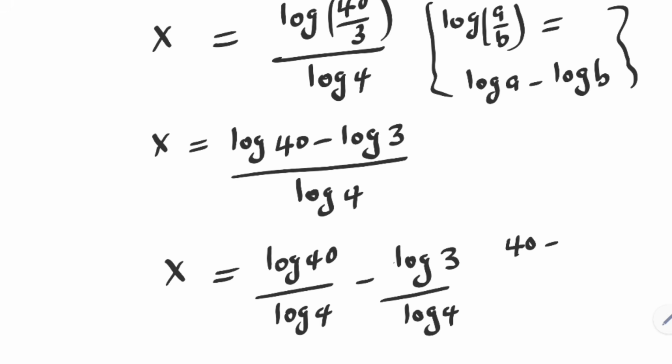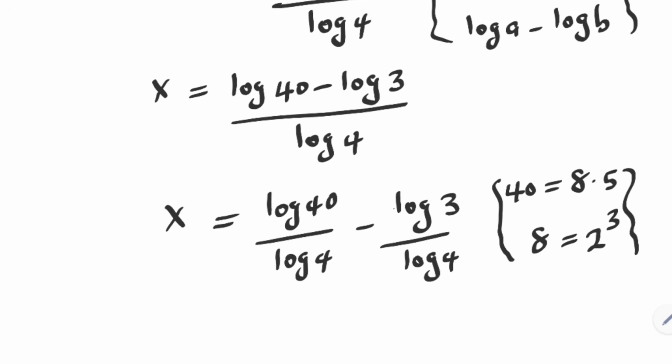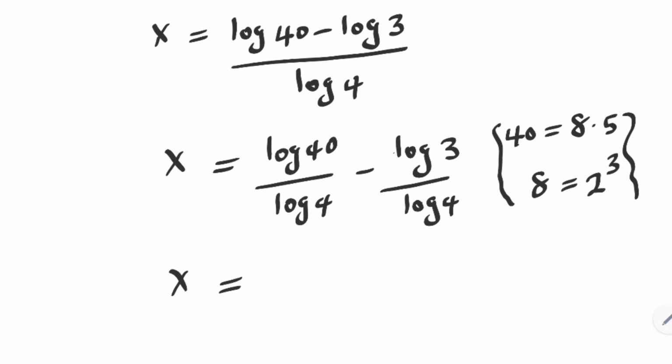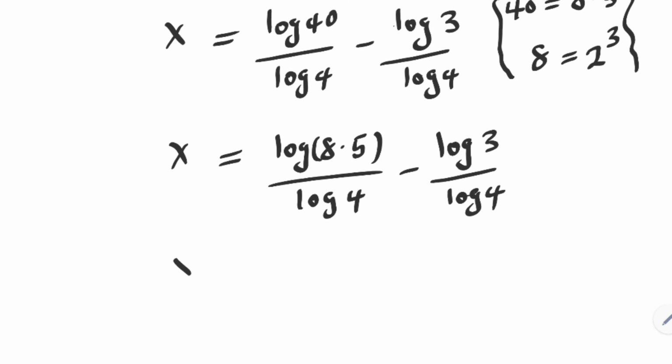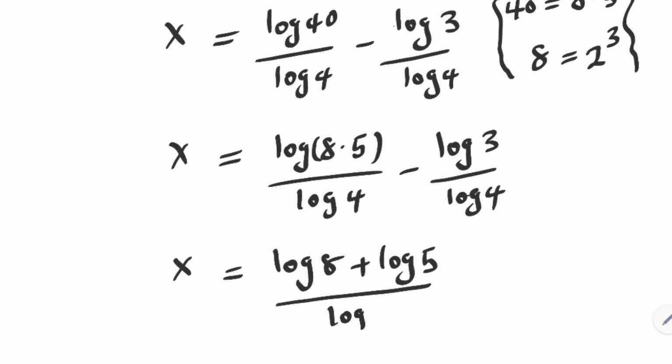Note that 40 is equal to 8 multiplied by 5, and then 8 is equal to 2 raised to power 3. x is equal to log 8 multiplied by 5 over log 4 minus log 3 over log 4. x is equal to log 8 plus log 5 over log 4 minus log 3 over log 4.